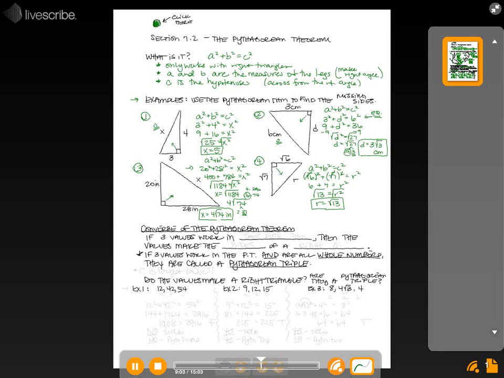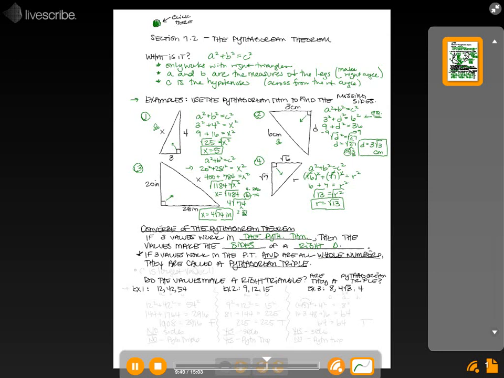So it says if 3 values work in the Pythagorean theorem, then the values make the sides of a right triangle. So it's the opposite way of doing this. Instead of starting with the right triangle and finding a missing side, I'm going to give you 3 sides, and if it works in the Pythagorean theorem, then they're the sides of a right triangle. If it doesn't work in the Pythagorean theorem, then they're not the sides of a right triangle.